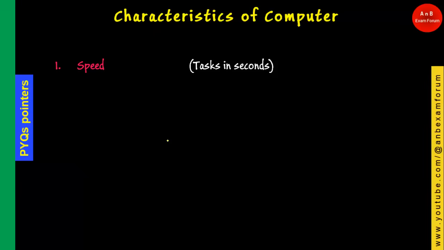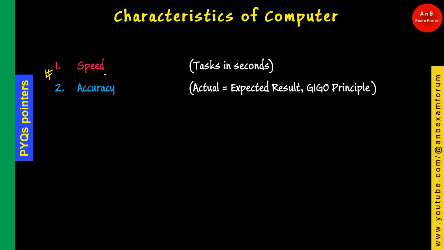Whatever task we can do in seconds, the computer can do much faster because it is a machine. So speed is a characteristic which makes a computer what it is by definition. Speed is the most important characteristic because it can do tasks in nanoseconds and microseconds, faster than a human being.